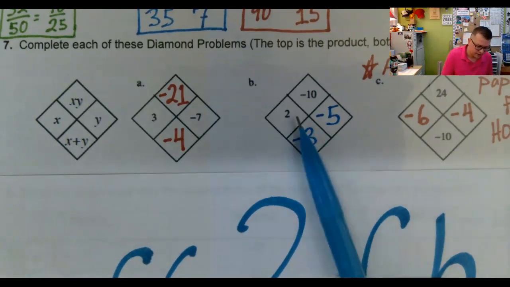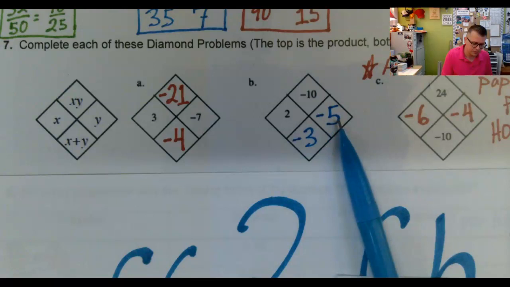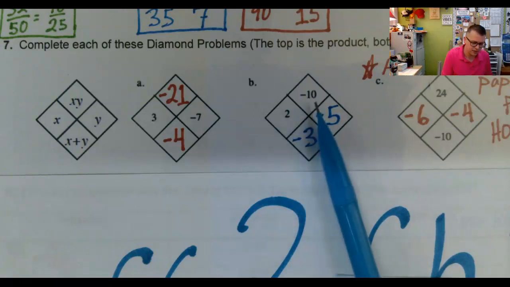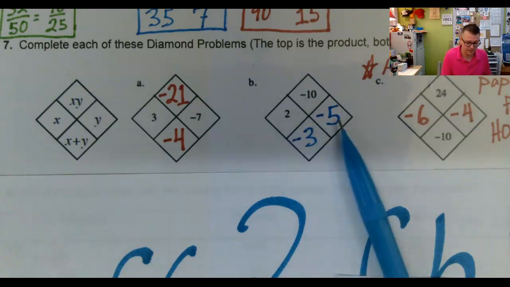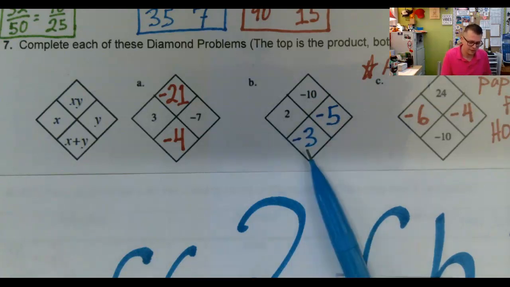I gotta hurry up. All right, so here we're trying to figure out what number multiplies with 2 to make negative 10. So we can kind of do that backwards and say negative 10 divided by 2 is negative 5. And then when we add those, we get negative 3.